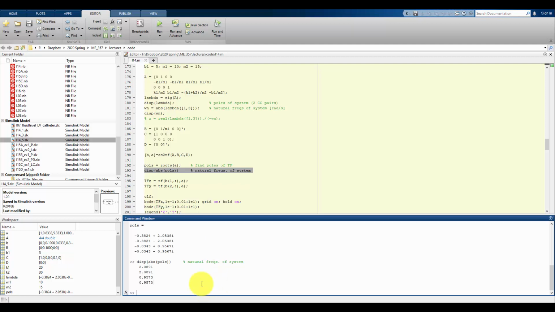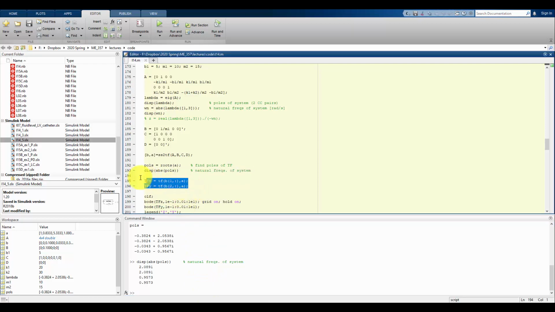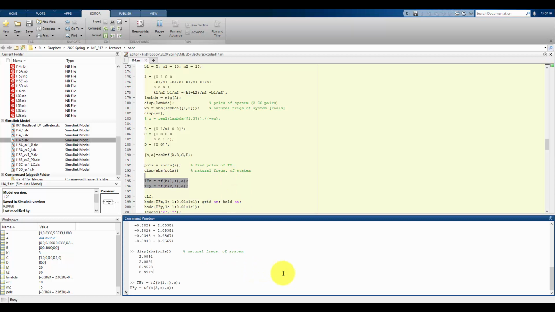Now I can make those transfer functions using the first row of B and the second row of B. This is what on the other slide I was calling GZ and GY. TFZ looks exactly the same as what we had on the slide, and TFY looks the same as well. So in MATLAB, I now have my 2 transfer functions built, in transfer function form.